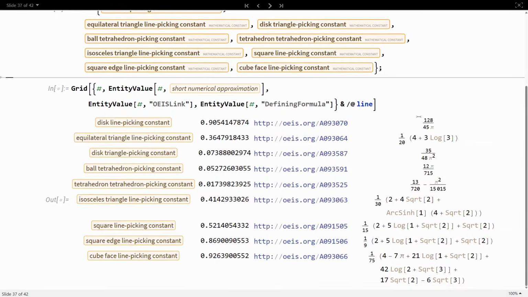For example, the disk line picking problem, if you have 2 random points in a disk, the average length of that line is 128 over 45 pi. And if you take a random line in an equilateral triangle, you get this as the average length of the line. So these are various values. For example, if you have 2 points on the face of a cube, you get this very complicated value for the average length of the line.